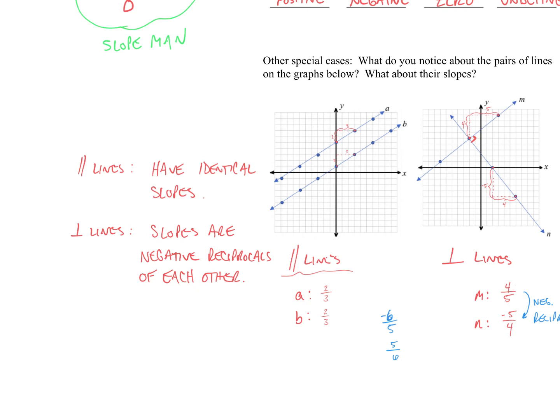All right, so hopefully most of that is review. We're going to spend the first portion of class tomorrow just practicing this before we move on to another lesson. But this lesson is just about remembering slope and figuring out how to calculate and classify slope.